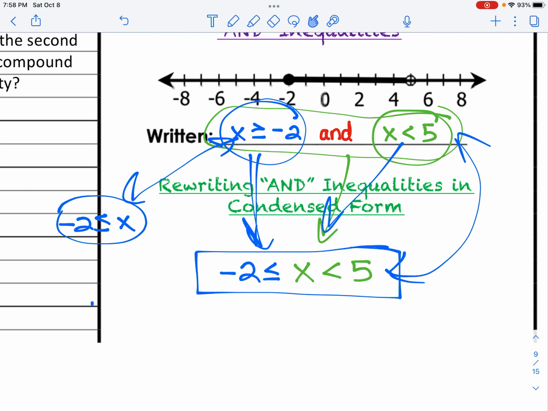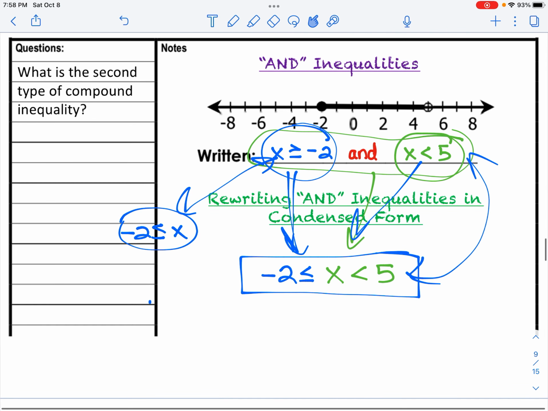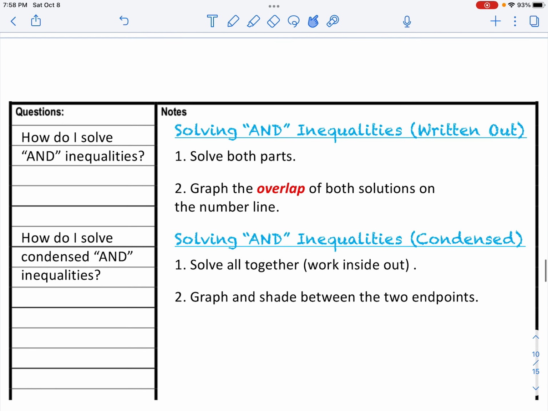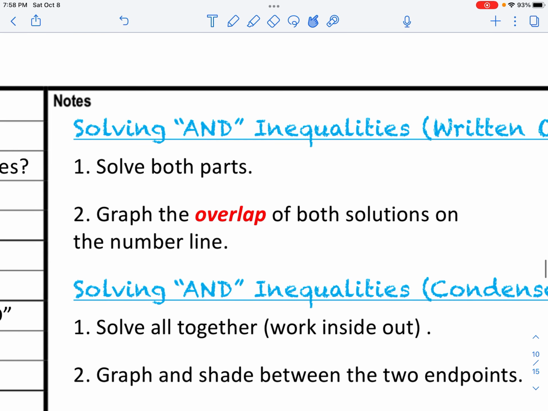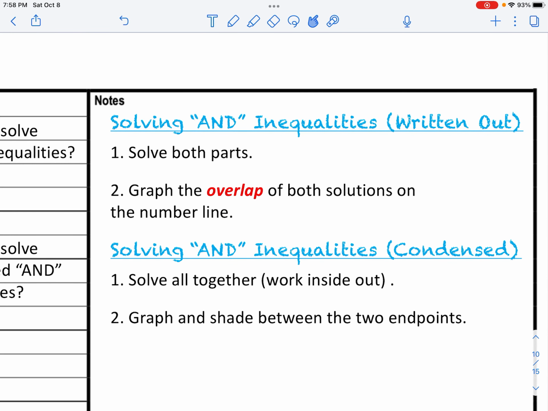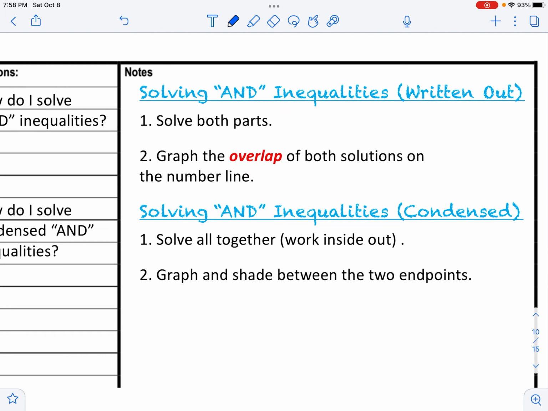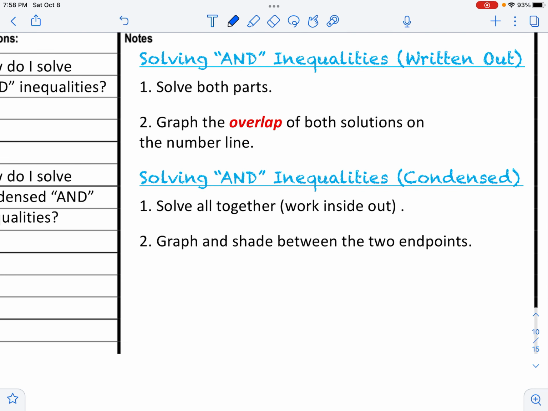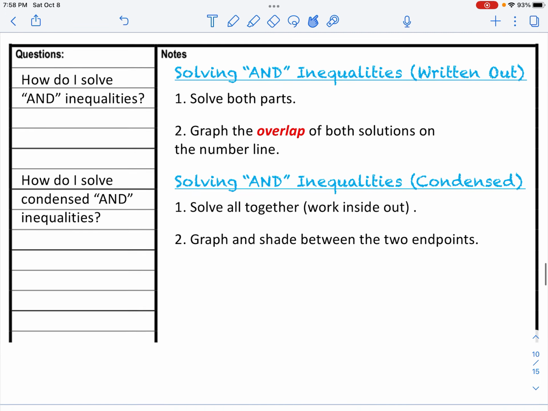So, okay, kind of confusing, but you're going to see and inequalities with both versions. If they're both written out and separated, then you're just going to solve both parts and graph the overlap. Because we use the word and, it has to be where they overlap, okay? If it's condensed, like I just showed you, then that's a little bit different. You're going to solve it all together and work your way inside out, and you'll graph and shade between the endpoints. That might not make sense right now. That's okay. But let's take a look at both and how they work.